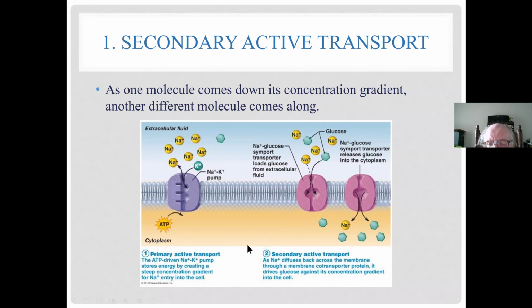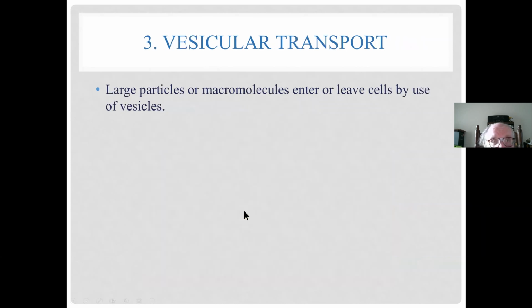You will see that a lot in some of the GI transports and red blood cell transports. When you move a positive ion, chloride will follow it because it has a negative charge.